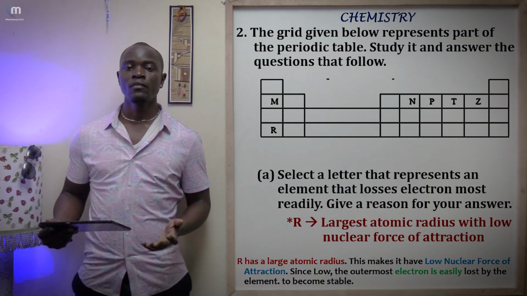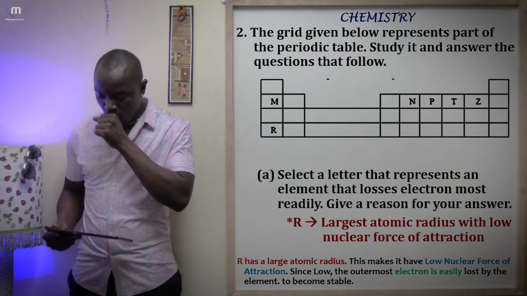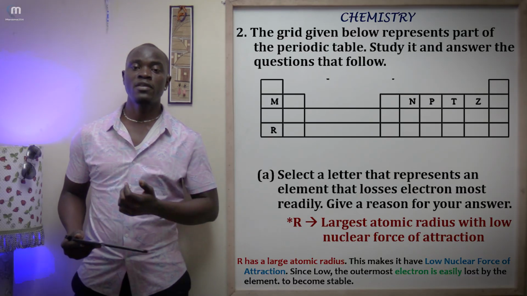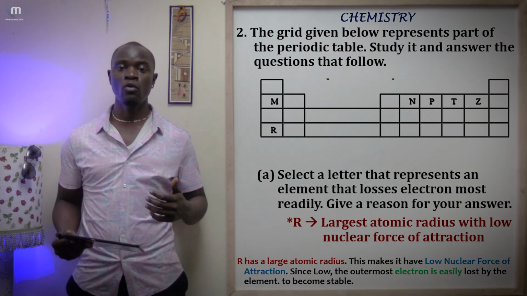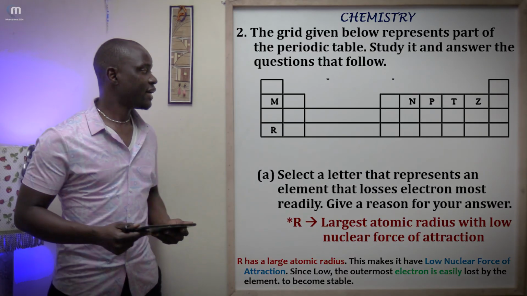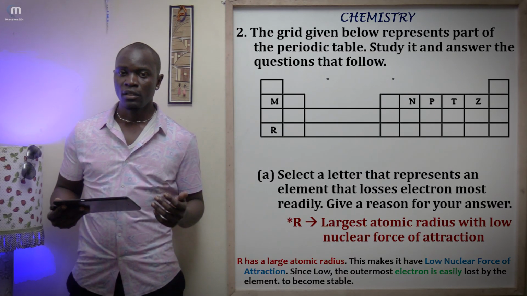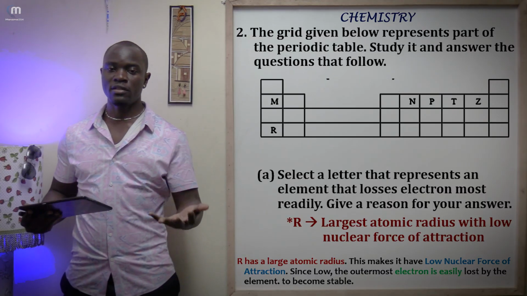So this nuclear force of attraction, we did it in the previous classes. You can just check the previous classes regarding the periodic table. We covered this as a whole. So it is letter R. And mind you, we know letter R is potassium, but the question doesn't know potassium.